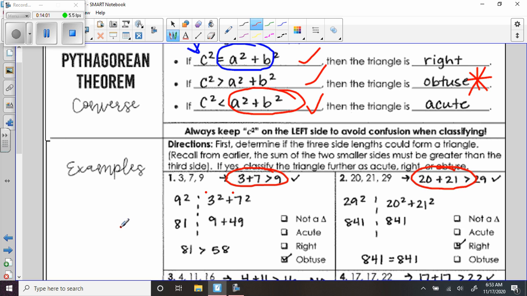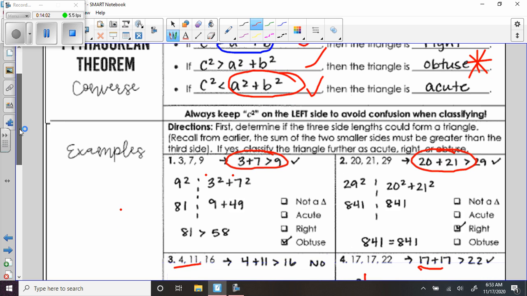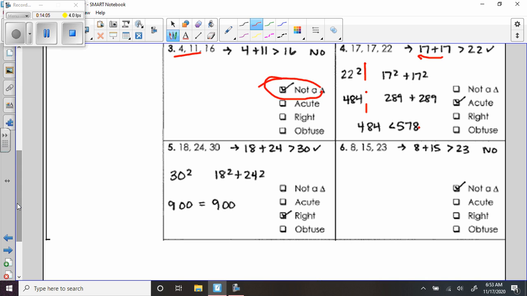And now I'm going to show you the answer. So here's what 5 and 6 come out to be. So 18 and 24 is bigger than 30, so I can do the tests. I square the two smalls and get 900, and after I add them, 30 squared is 900. These are equal, so this is a right triangle.